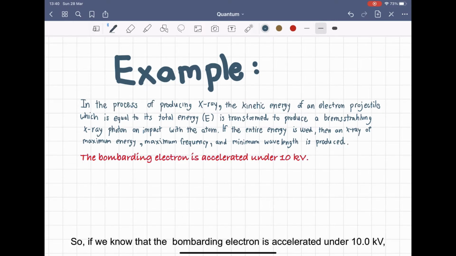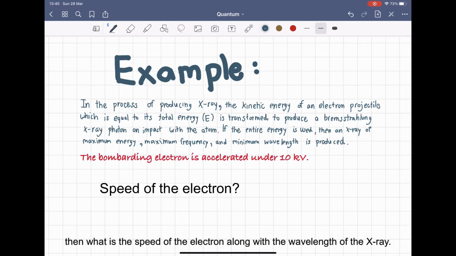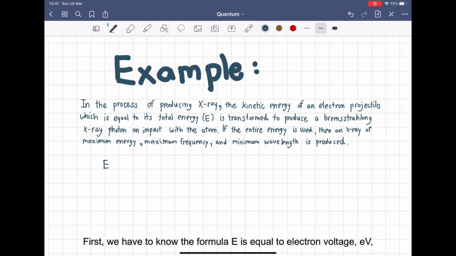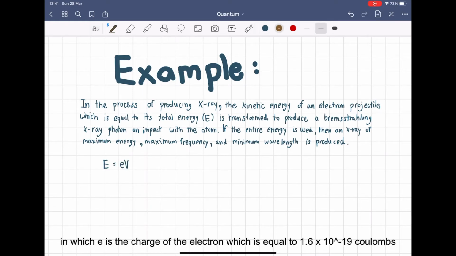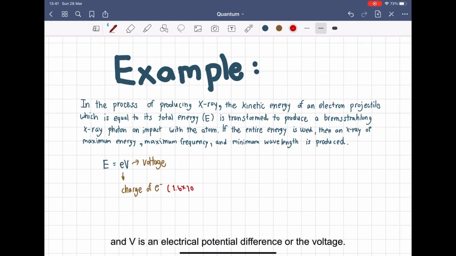So, if we know that the bombarding electron is accelerated under 10 kV, then what is the speed of the electron along with the wavelength of the X-ray? First, we have to know the formula. E is equal to eV, in which e is the charge of the electron, which is equal to 1.6 times 10 to the power of negative 19 coulombs, and V is the electrical potential difference, or the voltage.